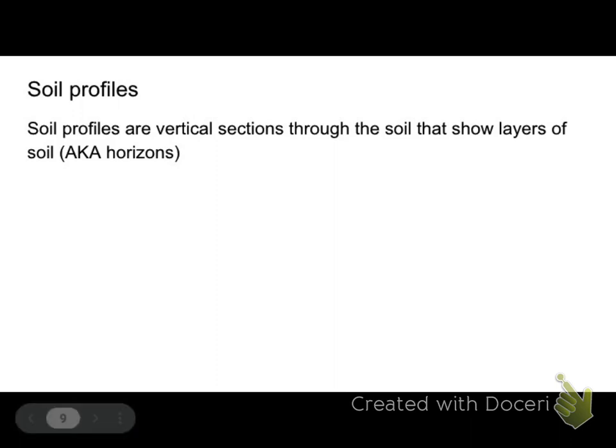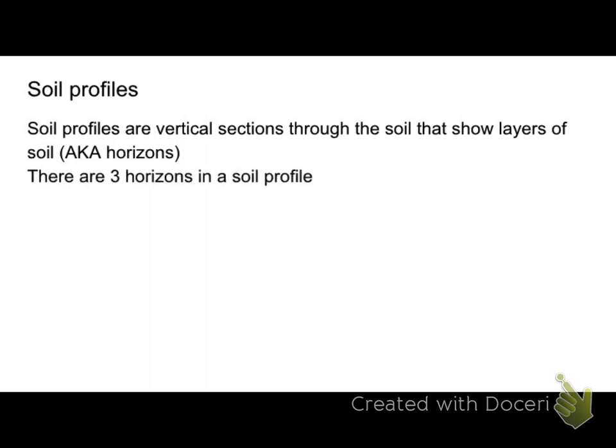Soil profiles are just vertical sections of the soil that show the layers in a soil. So if you've ever driven through where a road cut through a mountain and you can see different colored layers of dirt and soil and rock, that was a soil profile. There are 3 horizons, which is the fancy name for layers, in a soil profile.